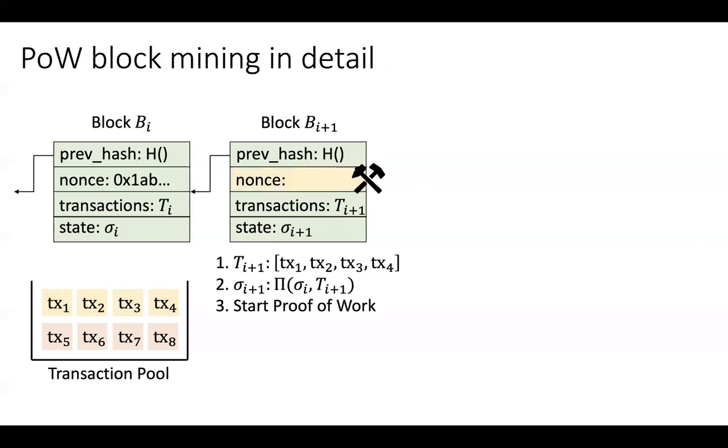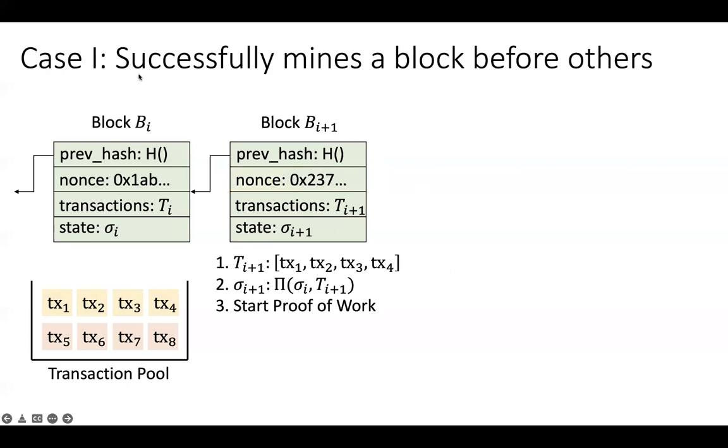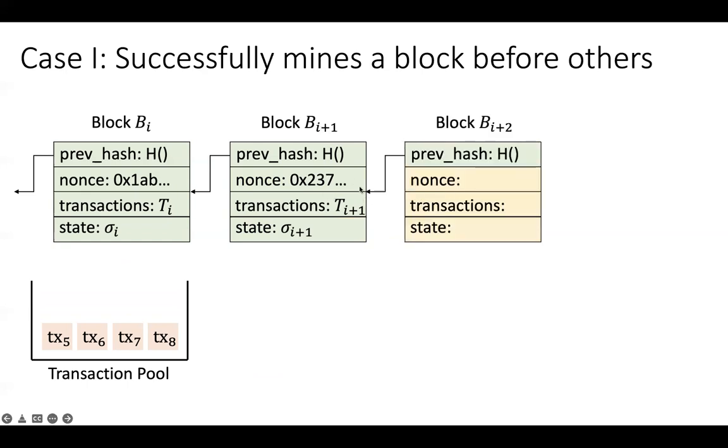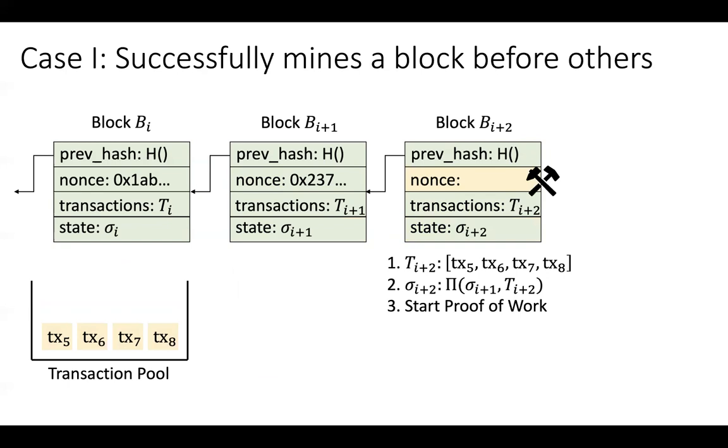So two things can happen while the miner is trying to solve the proof of work puzzle. The first, which we refer to as case 1, is that the miner successfully mines a block before others. That means the miner finds a solution to this nonce. In that case, the miner deletes the set of transactions from the transaction pool that are already included in Ti+1. And then the miner starts the same procedure for block Bi+2. More specifically, the miner selects a new set of transactions Ti+2, consisting of tx5, tx6 up to tx8. The miner computes a new updated state, sigma i+2, and then starts proof of work again.